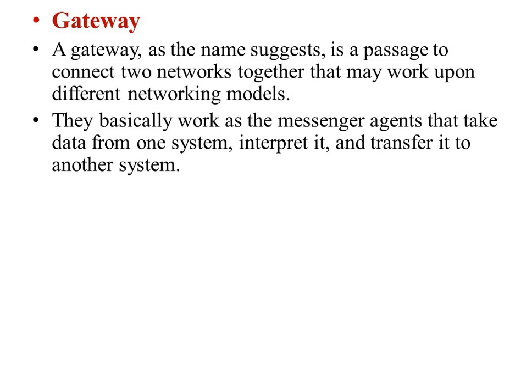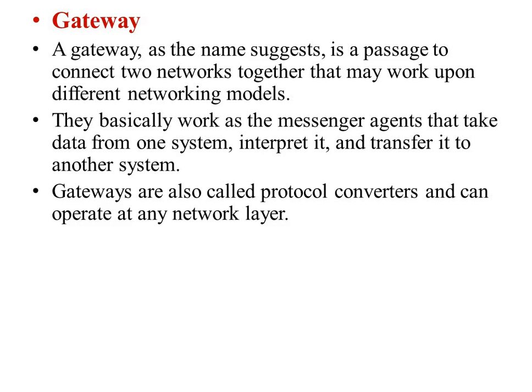So when two networks of different topologies having different protocols want to communicate with each other, at that time you will require a device called a gateway. This gateway will take the information from one system, interpret it and transfer it to the other system, even though they are working on different topologies or have different protocols. The gateway will make sure that they communicate with each other. So gateways are called protocol converters, and they operate at any network layer.